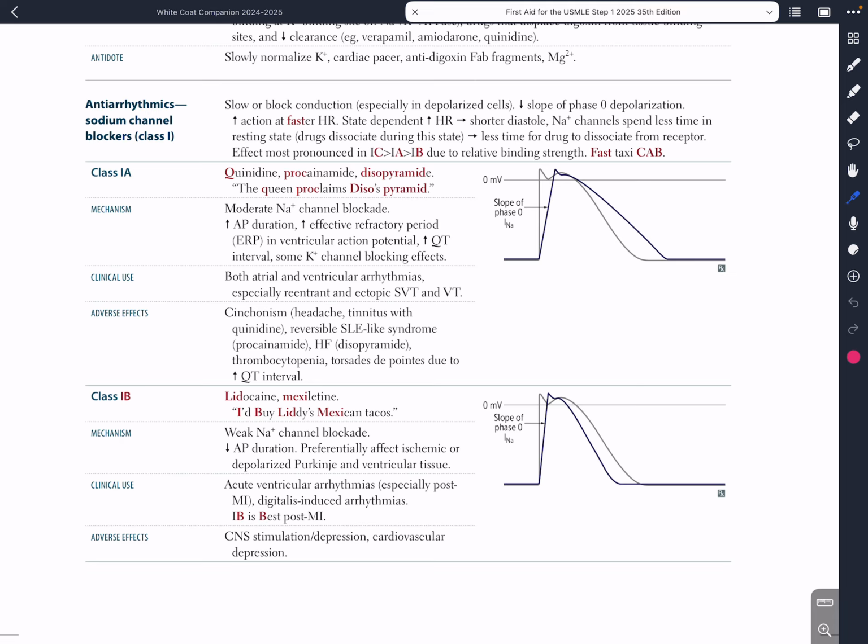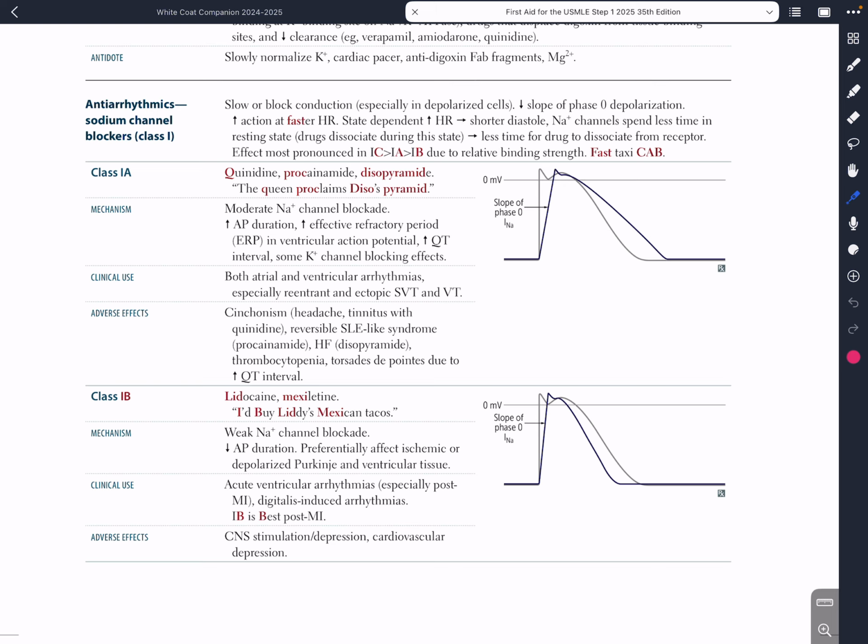Antiarrhythmics are given in the order of CAB. Class 1C is given first, then class 1A, and then class 1B. So class 1C, A, B. These are fast, so you need a fast-running cab. So C, A, B. This is the order of giving the antiarrhythmics.